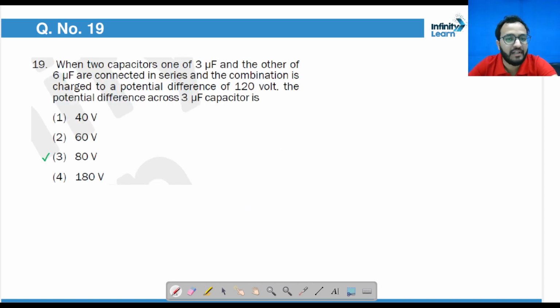0.04 microfarad, right? When two capacitors, one of 3 microfarad and other 6 microfarad are connected in series, and the combination is charged to a potential difference of 120 volt, the potential difference across C. Simple concept.